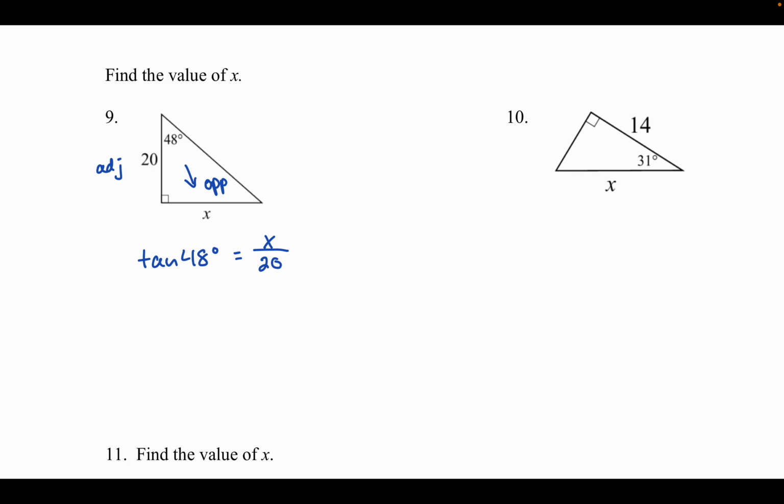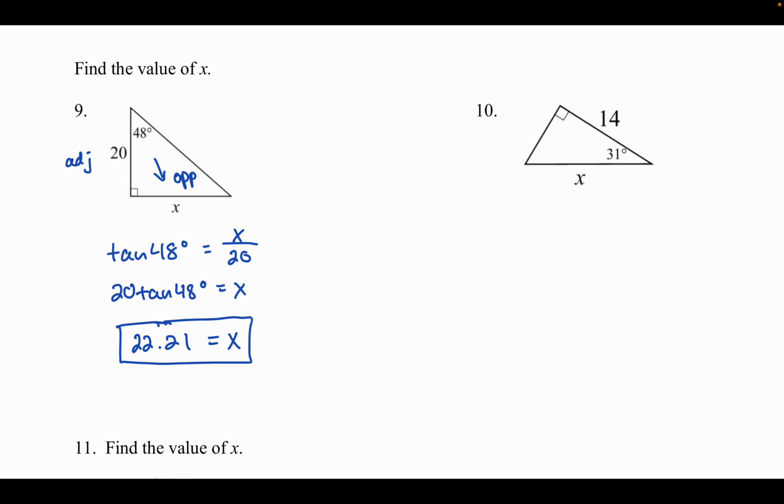So now we just need to solve this for x. We'll do 20 times tangent 48 degrees equals x. So here our angle is in degrees, so either put your calculator back in degree mode, or you can use that special degree button that we learned about. So when you put this into your calculator, you should get 22.21. Okay.